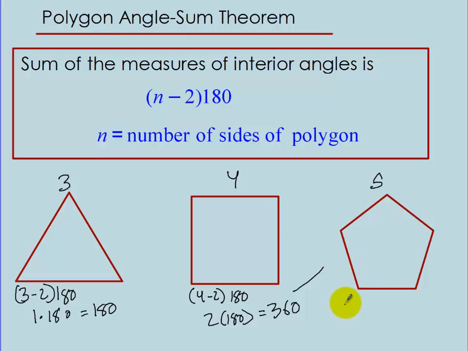Let's try the pentagon. So it'll be 5 minus 2 times 180, which is 3 times 180. That is going to equal 540. Yep, so all the interior angles add up to 540 degrees in a pentagon.